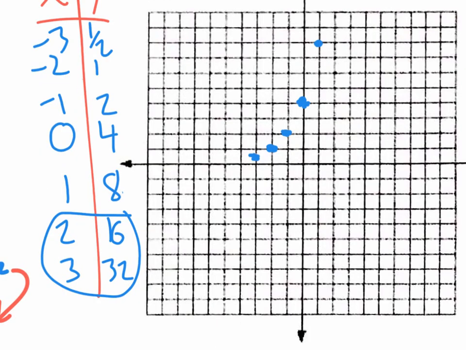So here we go, graphing them. The 0, 4 is right here. The 1, 8 is right there. The negative 1, 2 is right there. The negative 2, 1 is right there. The negative 3, 1/2 is right there. And we already know what happens. It's going to keep going till it looks like it's actually on the y equals 0 line. So I'm not actually going to draw a line through this. Why? Because it's not the real graph that I want. This is just the parent graph.